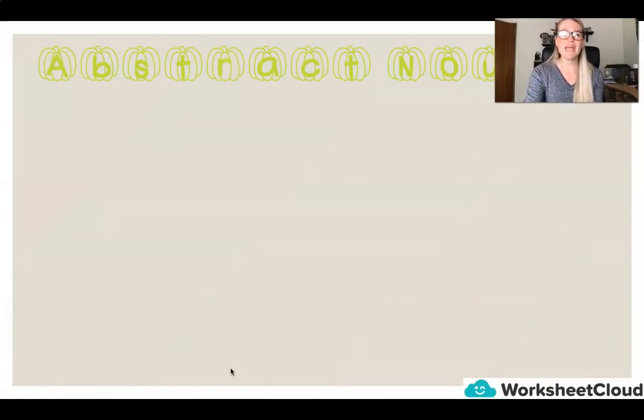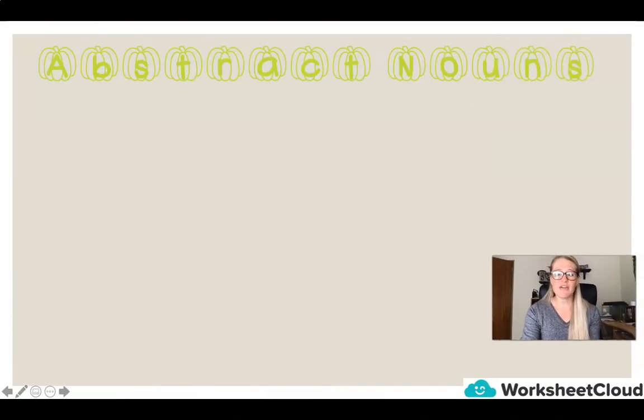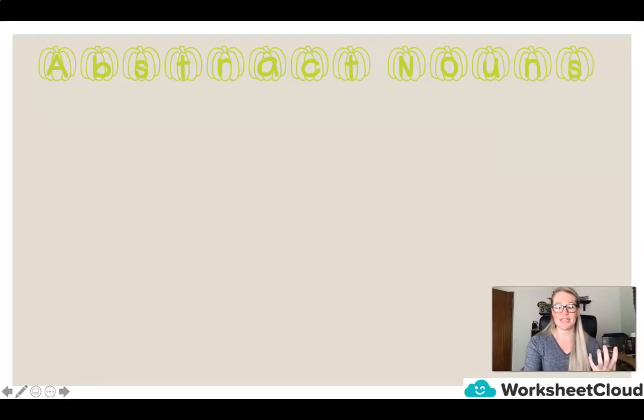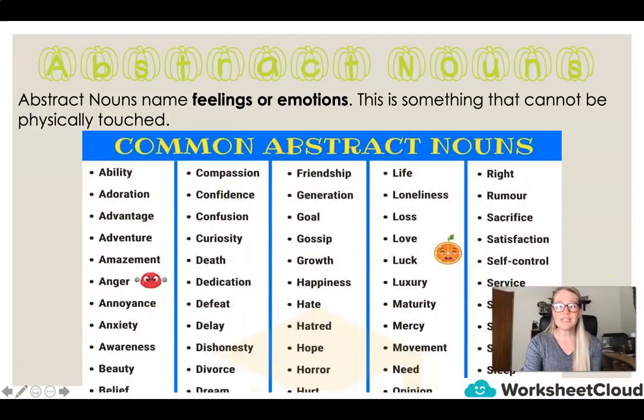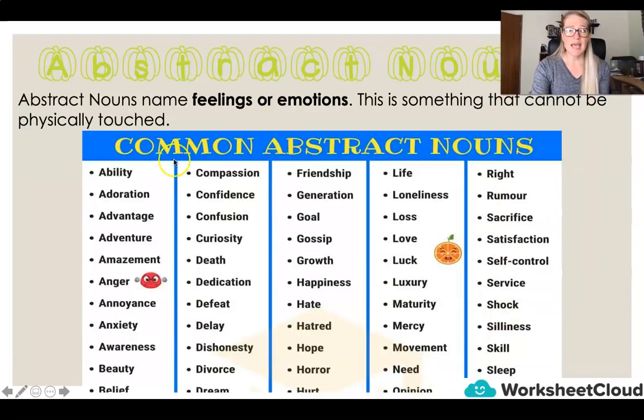All right. And lastly, the last type of noun that we are going to look at today are our abstract nouns. An abstract noun is a name of a feeling or emotion. You can't physically touch it, and so that's why we say it is an abstract noun. There are many different types of abstract nouns. If I say ability, adoration, advantage, adventure, amazement, anger, annoyance, anxiety, these are just some common abstract nouns. You can see they're in alphabetical order.